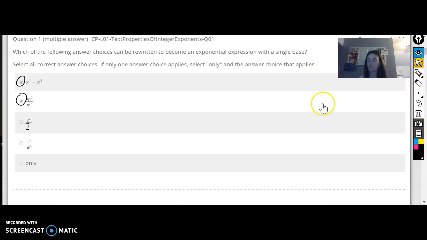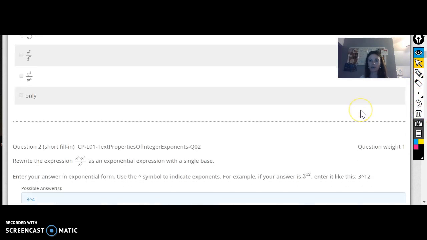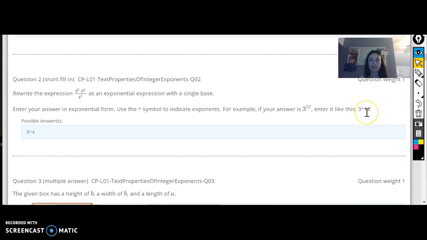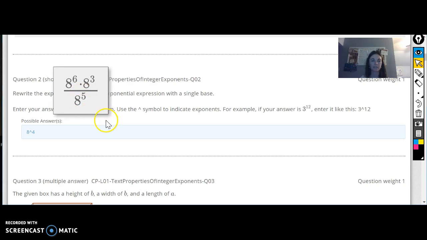Okay, so we'll go ahead and scroll down and look at number 2 here. Rewrite the expression 8 to the 6th. Oh, actually, one thing I want to show everyone really quickly is that if you have a hard time seeing this, you can highlight it and it'll pop up for you.